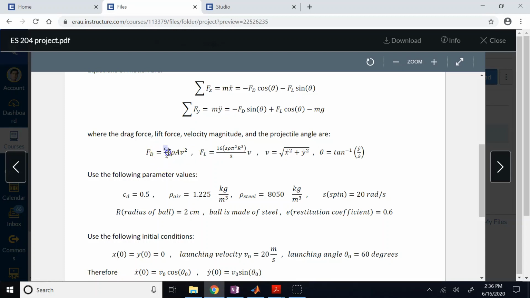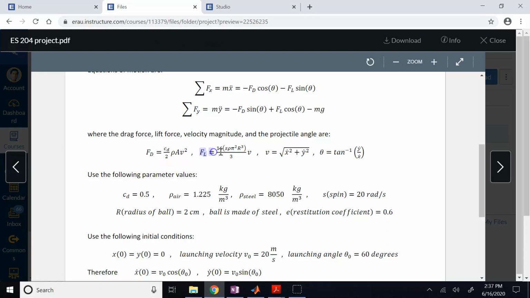So the magnitude of drag force is half of CD times rho. Rho here is rho of the air. It's the density of the fluid in which you are moving. A is the section area of the object, which is basically pi over 4 d squared, or pi times r squared. R is 2 centimeters. And v is the velocity of the projectile, which comes from the square root of x component, x dot squared, plus y component of velocity, y dot squared.